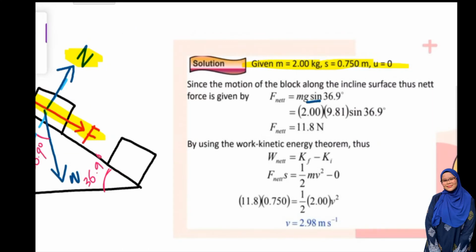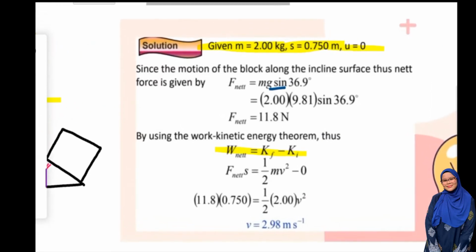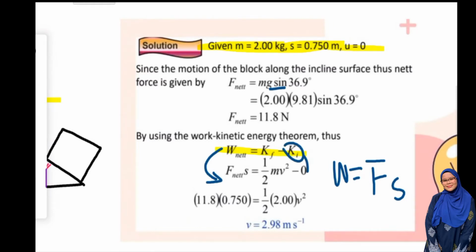Alright, so by using the work kinetic energy theorem, kita tahu total work is equal to kinetic energy final minus kinetic energy initial. So from this, they become like this because we know that work is equal to Fs. So bila kita dah dapat total force and with displacement pun dah diberi, so we just substitute lah the value. Okay, so kinetic energy initial is 0 sebab dia start from rest, so initial speed is 0.